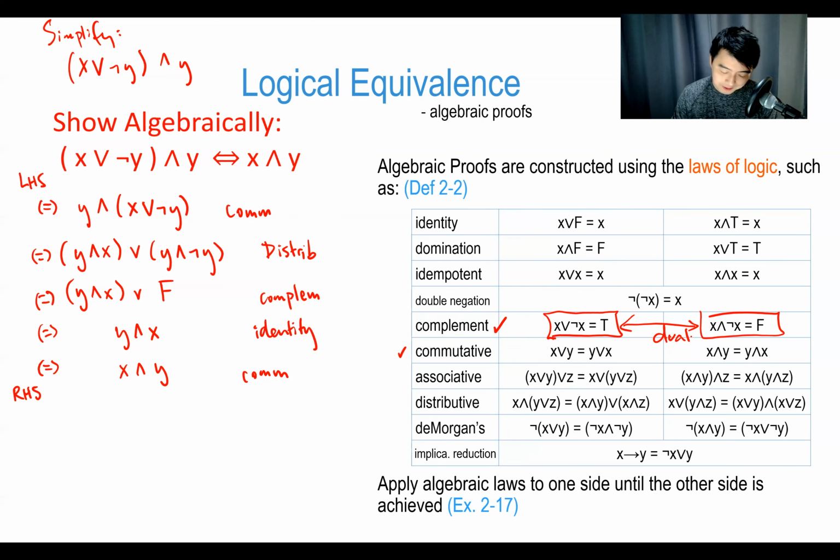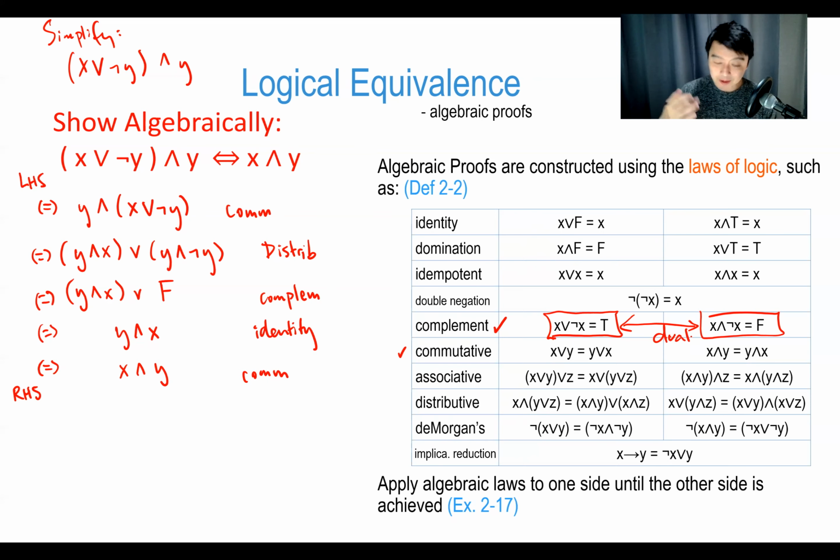Now you'll notice that there are rules like double negation and implication reduction that don't have duals. In fact, the duals are themselves. So those are ones that don't have two versions of the laws. But for most of these laws that you're seeing here, there are duals of those laws. So just keep that in mind.